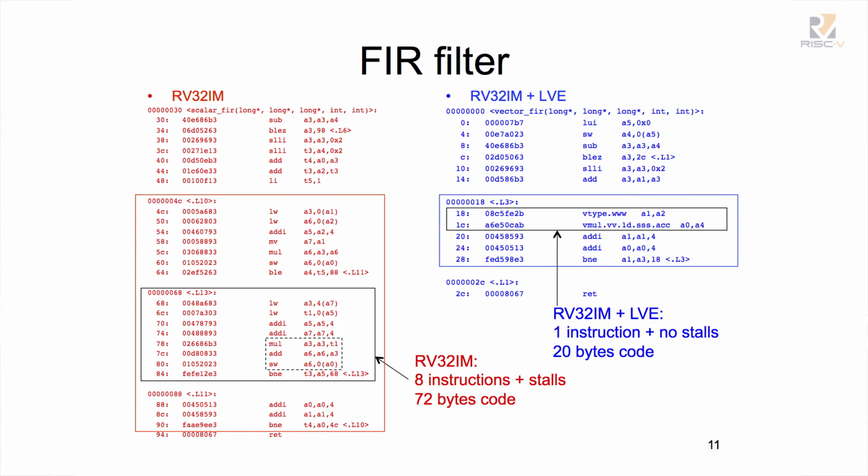And 20 bytes to encode it. So it ends up being more compact as well. So 12 times faster, less code, less instruction fetches, less pressure on the instruction memory, so lower power overall.